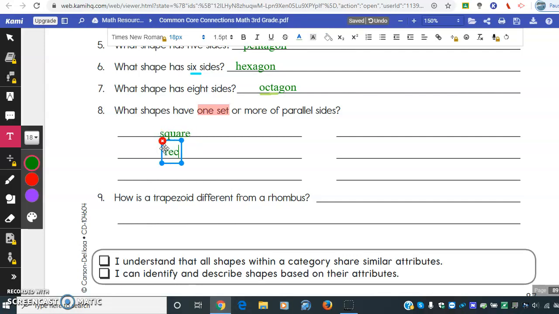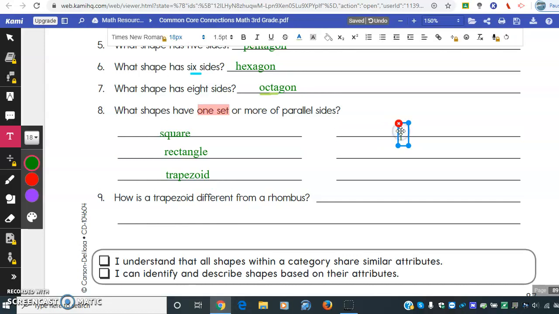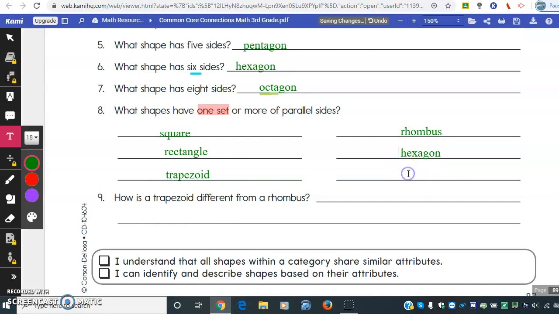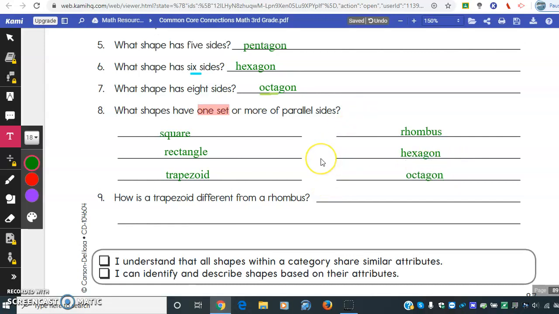We have our rectangle. We have our trapezoid, our rhombus. There we go. Let's move him up. We have our hexagon. Remember, hexagon has 6 sides. They both have an X, remember? And our octagon, like an octopus, has 8. So there we go.